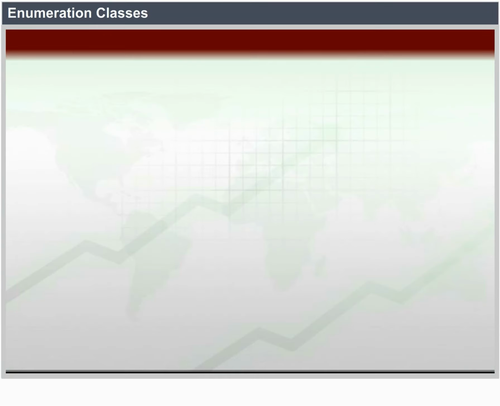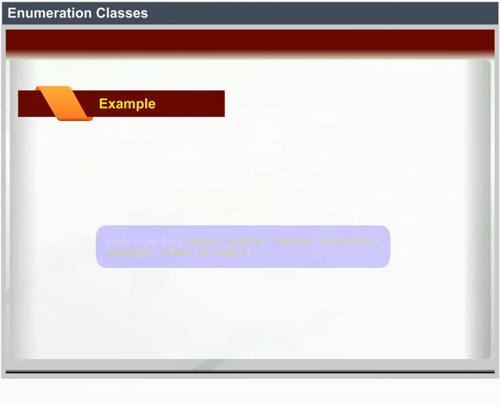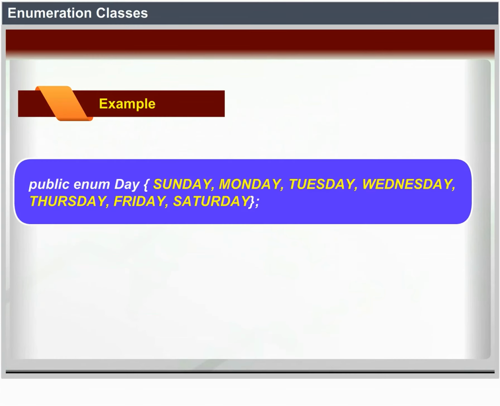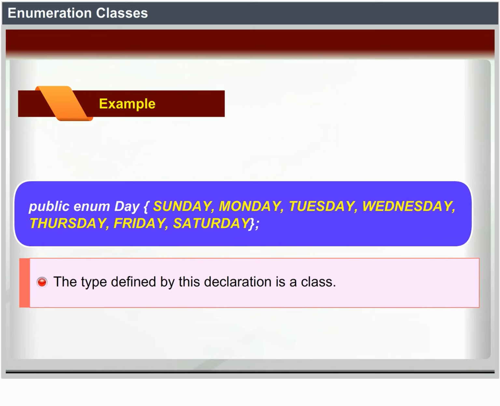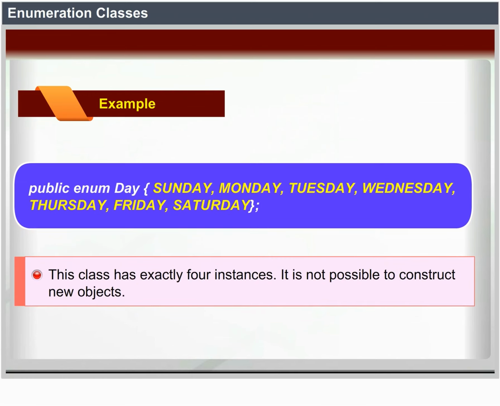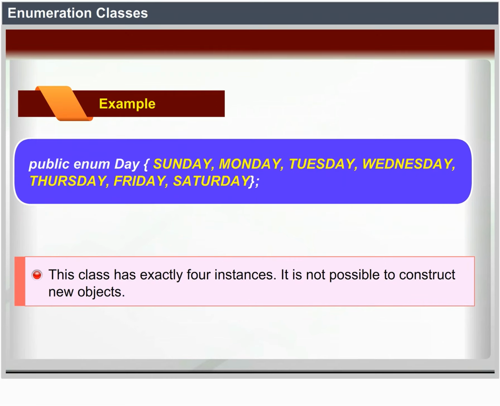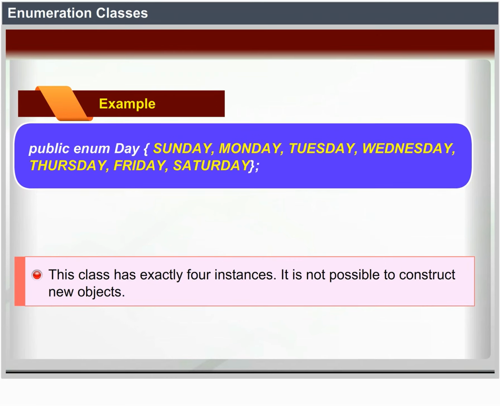Enumeration classes. Example: public enum Day { Sunday, Monday, Tuesday, Wednesday, Thursday, Friday, Saturday }. The type defined by this declaration is a class. This class has exactly seven instances. It is not possible to construct new objects.